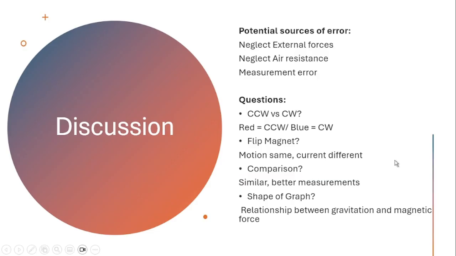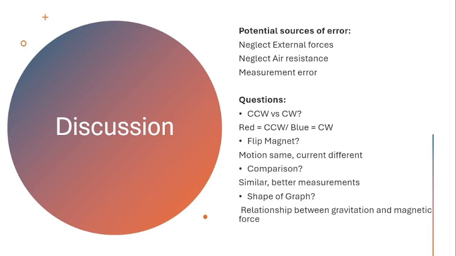So while our experimental data is fairly close to our computational results, there are some differences, and this could be due to potential sources of error, such as the neglection of external forces, the neglection of air resistance, and we also could have made measurement errors with our timer.